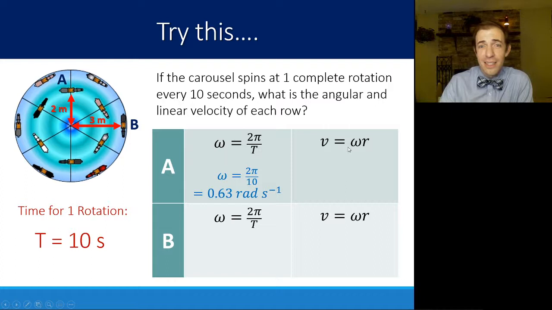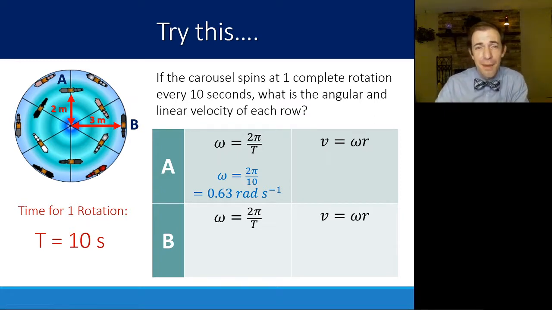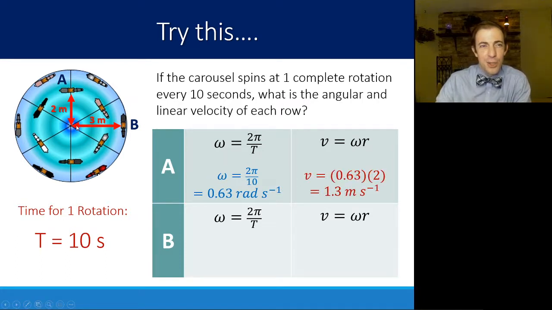The linear velocity is just that omega times r. We could go back and figure out the circumference and all of that stuff like we did with the turbine. But here, since we already know omega, we can just multiply it by r. It's 2 meters from the center of the circle, and we get 1.3 meters per second. I'd like you to do the same thing to calculate omega and v for the outermost row, B here.